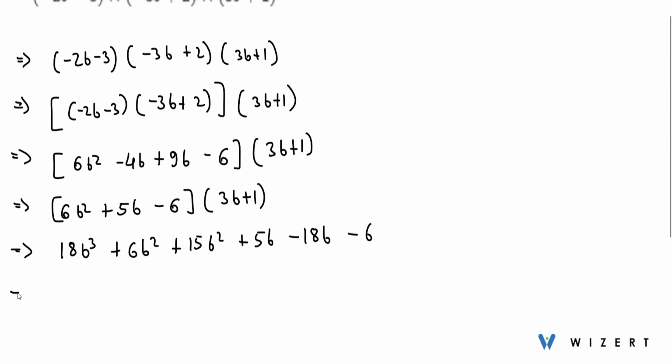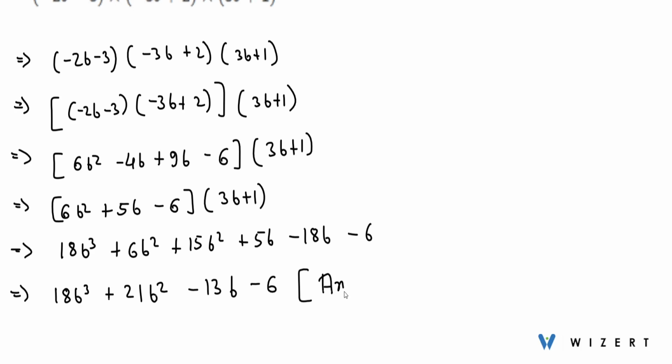So ultimately we will have 18b cube, 6b square plus 15b square will become 21b square, and then minus of 18b plus 5b will become minus of 13b, and finally we have minus of 6. So this will be our final required answer.